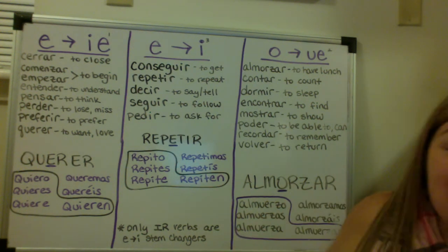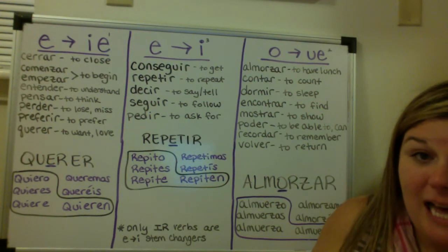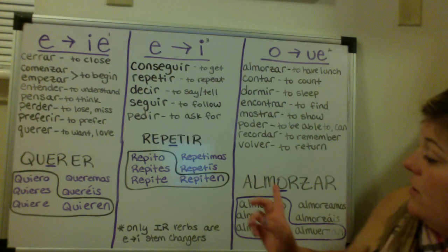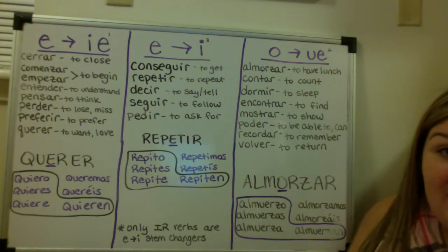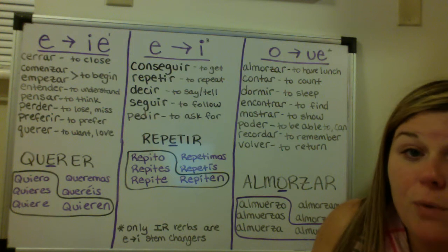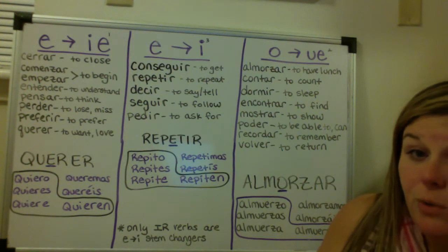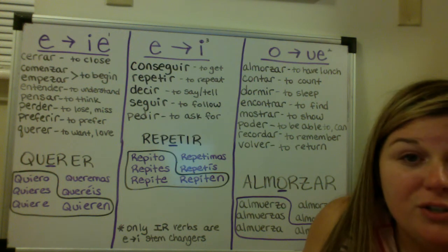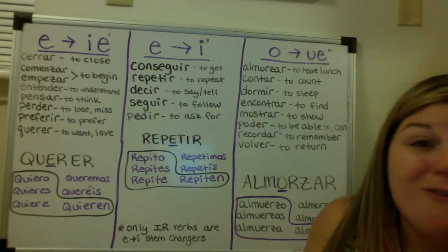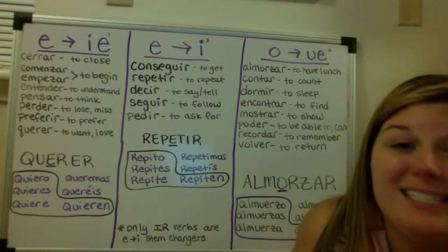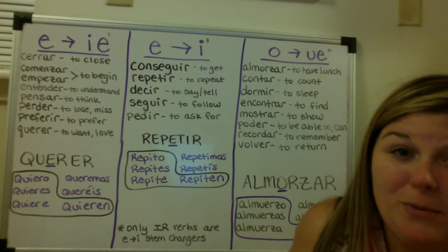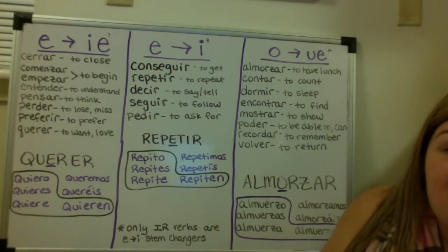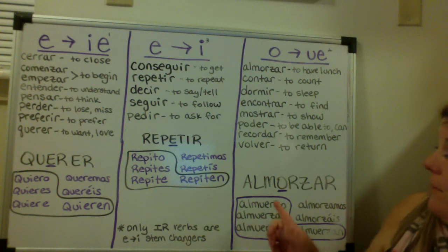Now, let's take a look at almorzar when conjugating it. So we see that the O is our stem vowel, okay? So the O is going to change to a UE whenever we conjugate it. But again, not in the nosotros and vosotros forms. Those don't fit inside the boot. The stress doesn't fall on the stem vowel in that case, so they will never stem change. So let's listen to the conjugation of this verb.